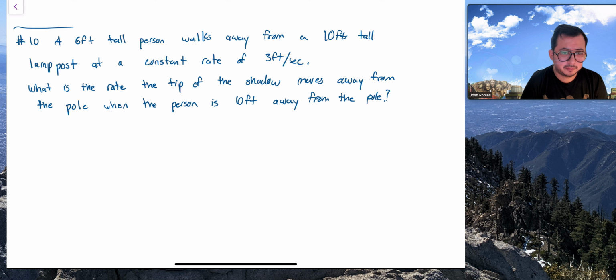So we have a 6-foot tall person walking away from a 10-foot tall lamppost at a constant rate of 3 feet per second. What is the rate the tip of the shadow moves away from the pole when the person is 10 feet away from the pole? And honestly, all of our groups drew the correct picture, started the correct math, but if they also looked up the picture in the book, it kind of put all of us on the wrong path. And so here's what the book gives us as a guide.